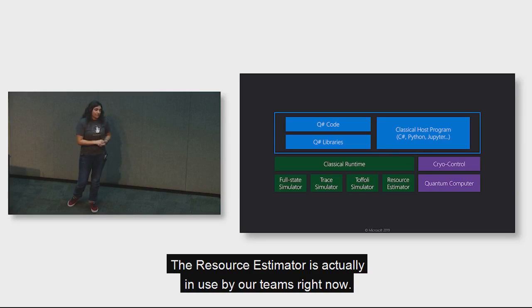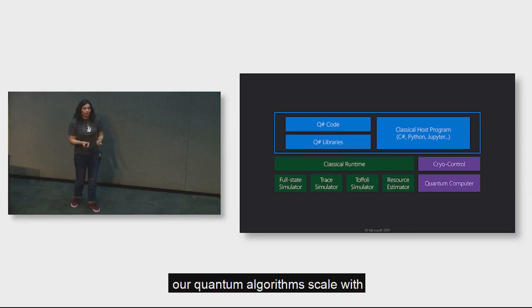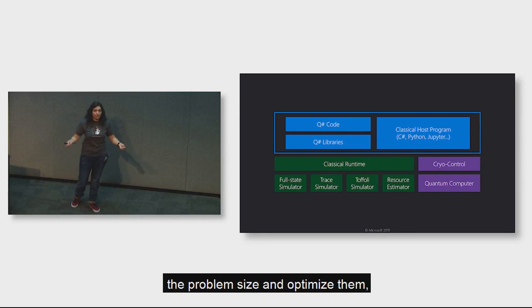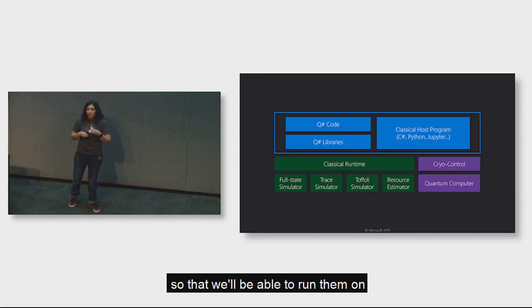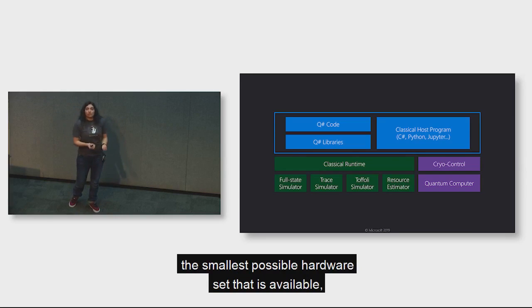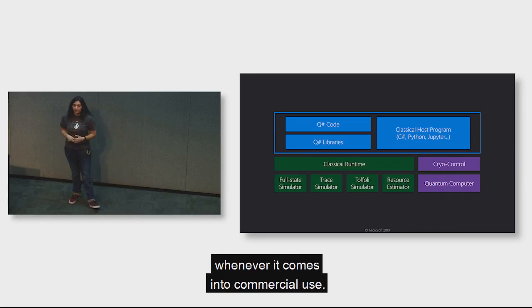The resource estimator is actually in use by our teams right now. This is allowing us to understand how our quantum algorithms scale with the problem size and optimize them so that we'll be able to run them on the smallest possible hardware set that is available whenever it comes into commercial use.